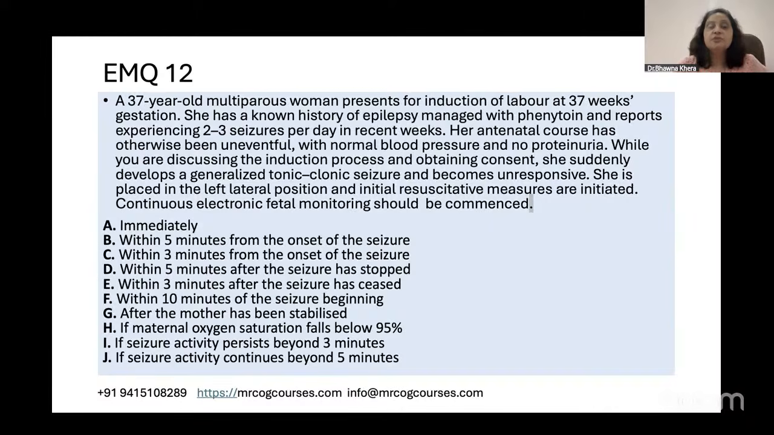Now it's time to do the continuous electronic fetal monitoring should be commenced. What to do now, right? Continuous electronic fetal monitoring should be commenced. So what needs to be done here? Yes, last chance to be the fastest winner first.